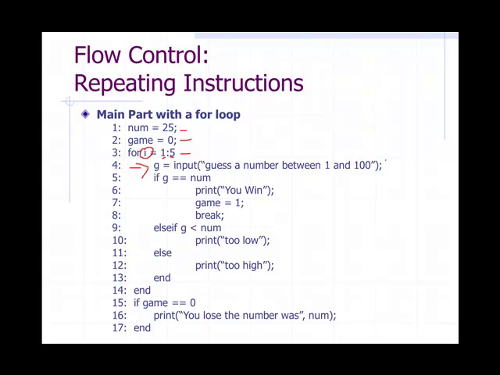So you guess the number between 1 and 100, enter in the G. If G is equal to num, print you win. If they win, I change the variable game to 1. And then this is very important, this word break. This break is going to actually break this for loop out.